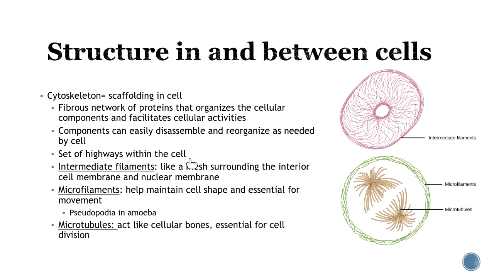And what's really cool is that some of these can be easily broken down and reorganized as needed. So it could be like temporary scaffolding that you might need depending on what we're doing. There are three main types. The first one is intermediate filaments, on this top image right here. Think of it like a mesh surrounding the interior of the cell membrane and the nuclear membrane.